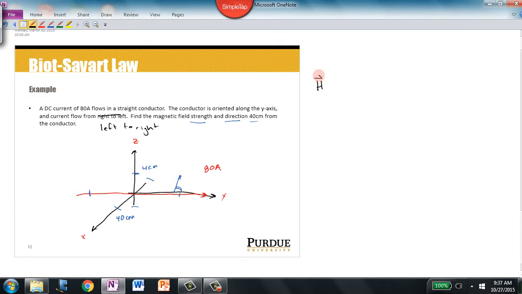The magnitude of the magnetic field strength is just the magnitude of the current divided by 2 pi rho. So if we've got a DC current of 80 amps, we divide that by 2 pi times 40 centimeters, or 40 times 10 to the minus 2 meters, and we get the magnitude of the magnetic field strength at any point is 31.83. Remember, units of magnetic field strength are amps per meter.